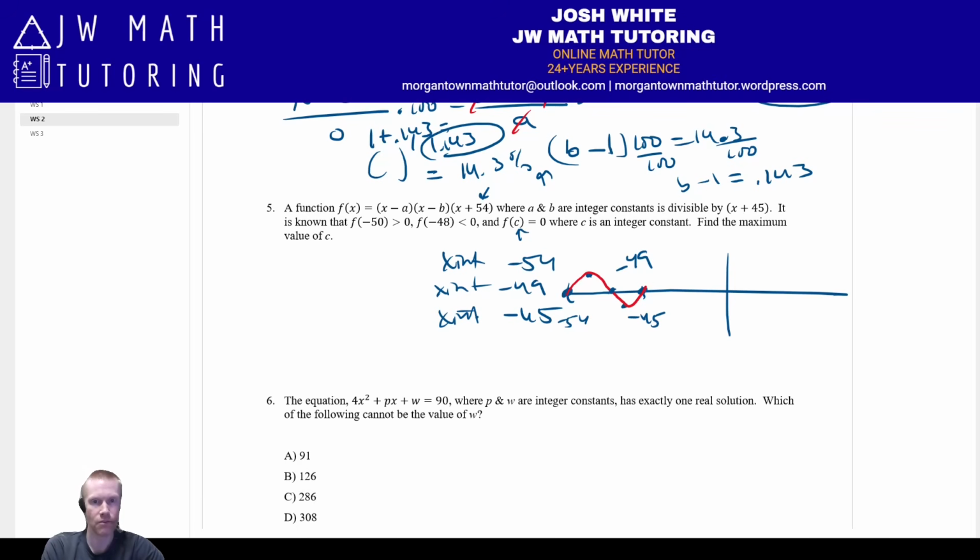What is the maximum value of c? I.e., what is the largest value of c? Or in other words, what is the largest x-intercept value? Well, it's going to be this right here, negative 45. And that's it. Which one of these is the most to the right on the graph is another way to think about this. So the correct answer for this one is negative 45.